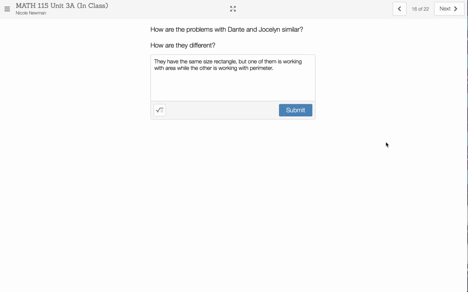And that's what this screen is about. How are they similar? How are they different? They both had the same size rectangle, but one was working with area and the other was working with perimeter. So just because we have a rectangle doesn't mean we can just jump in and use area if that's our favorite. We have to be really careful and read and see what it's asking for.